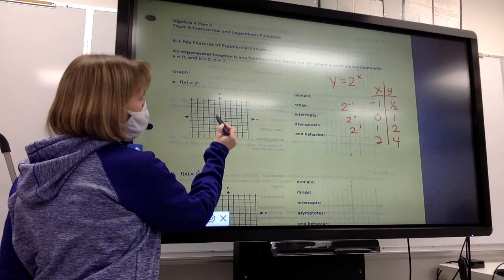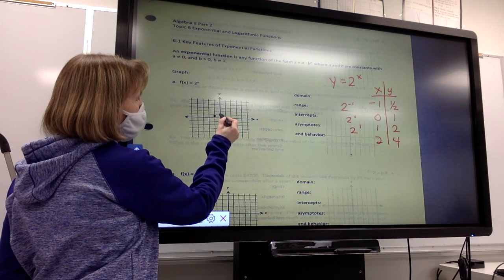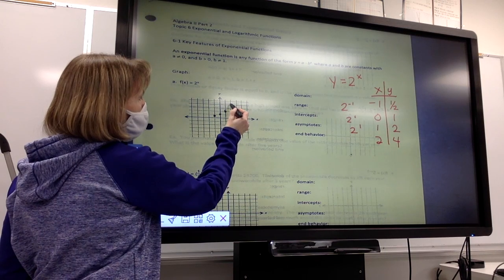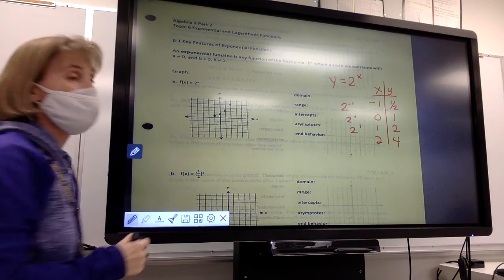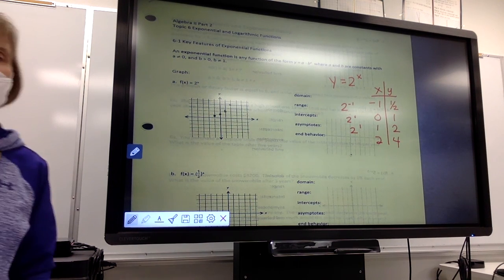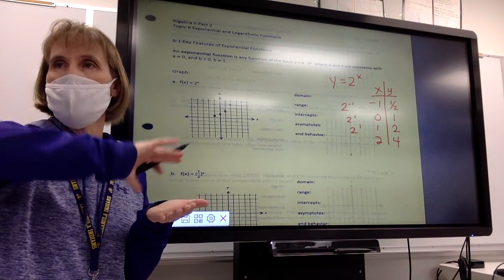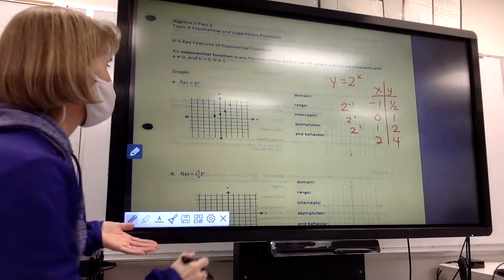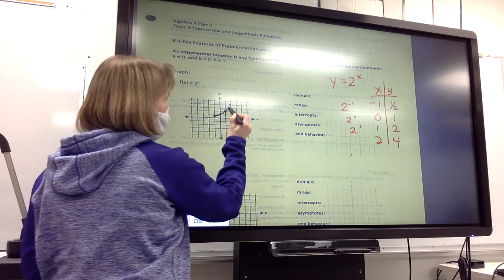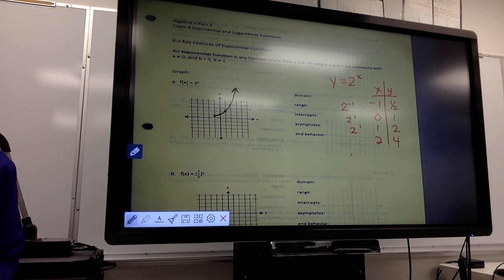Negative 1 is at a half. 0 is at 1. 1 is at 2. And 2 is at 4. You're not going to get a straight line. These are not linear. They're exponential. And when an exponent's involved, things either increase very rapidly or they decrease very rapidly. In this case, as we increase our x values, it's going to increase rapidly. It's going to go up. So you're going to make a nice smooth curve.